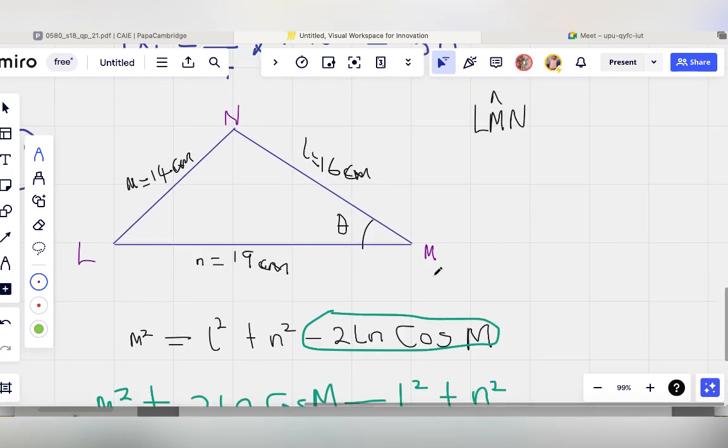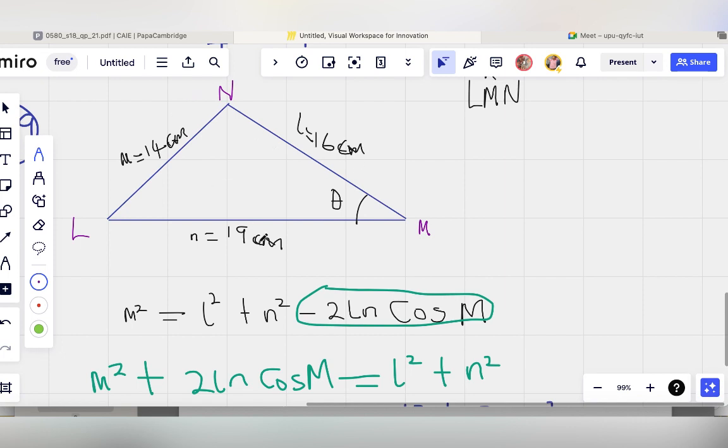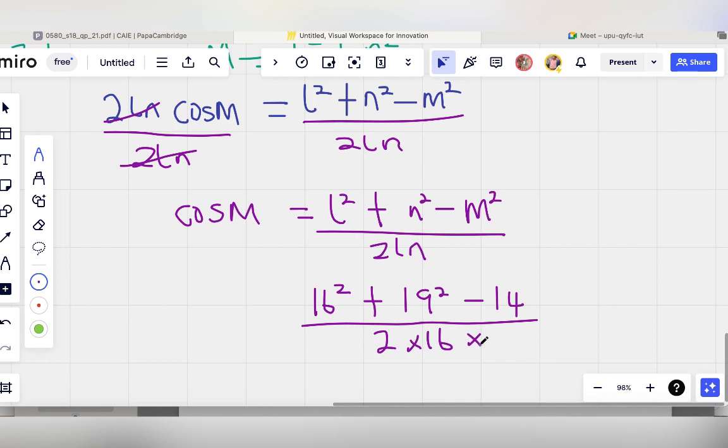What is the value of L? If you go to the triangle, L is 16, M is 14, and N is 19. L is 16, so we say 16 squared, plus N is what? 19, right? So plus 19 squared, minus 14 squared, all over 2 times 16 times 19. So what do we get next?